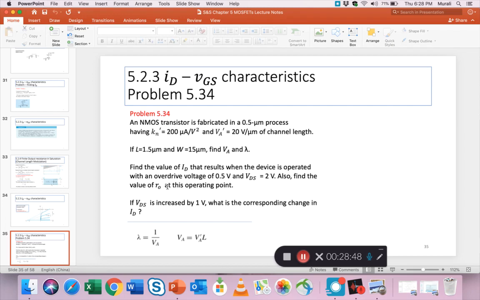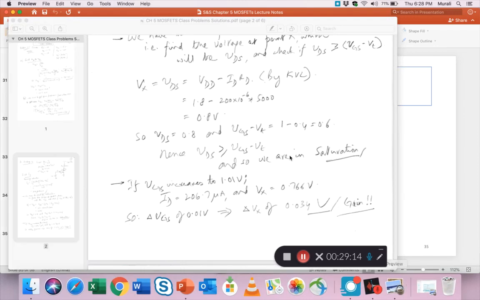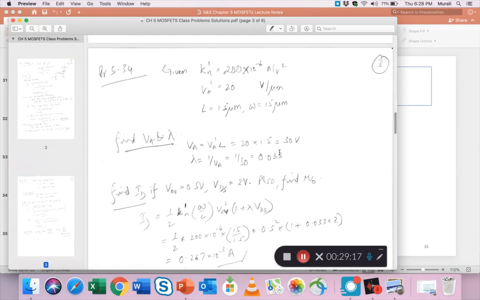Then there is one last part. If VDS is increased by 1 volt compared to the VDS here, where we already have 2, what happens to the IDS? This is a little bit of the amplification issue. So lots of things in this problem. Let's see how we solve this. Let me go back to my PDF and look for problem 5.34, which is at the top of page 3 of my PDF. All these values are given.